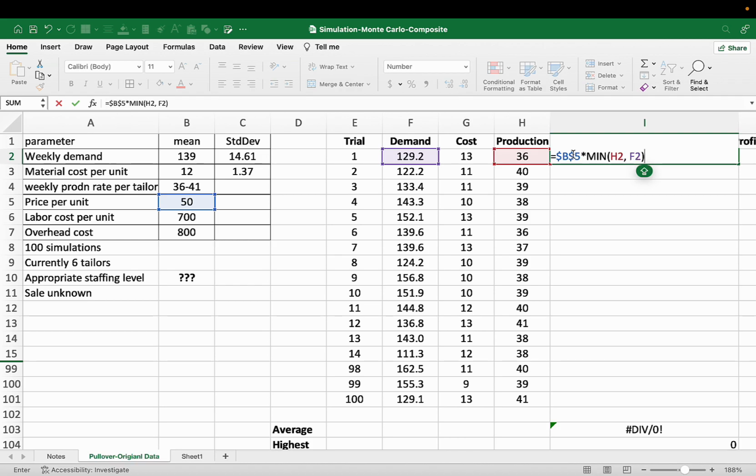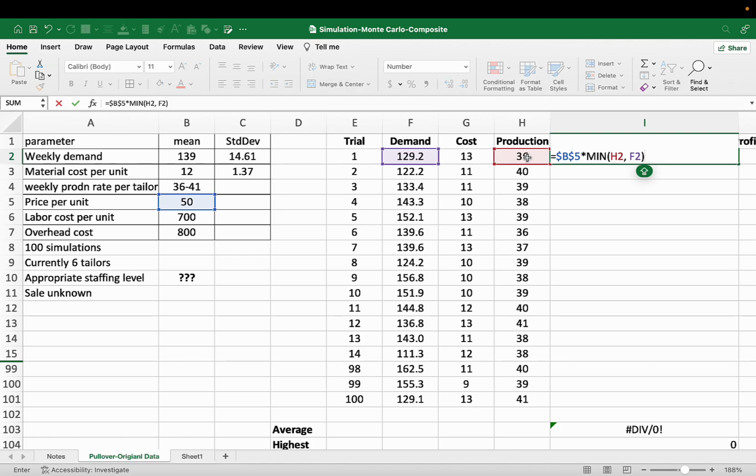Now just imagine, in this case, what is the minimum? 36 is smaller, or 129.2 is smaller. 36 is smaller, which means they cannot sell more than 36, because only 36 are available. So their actual sale, even though demand is very high, close to 130, is only 36, because that is what's actually available. Therefore their sale in this case could be represented by 36.